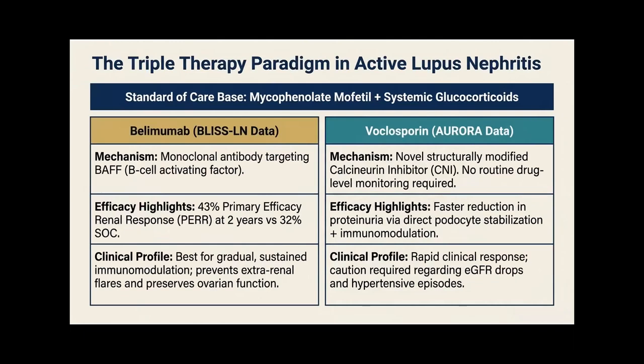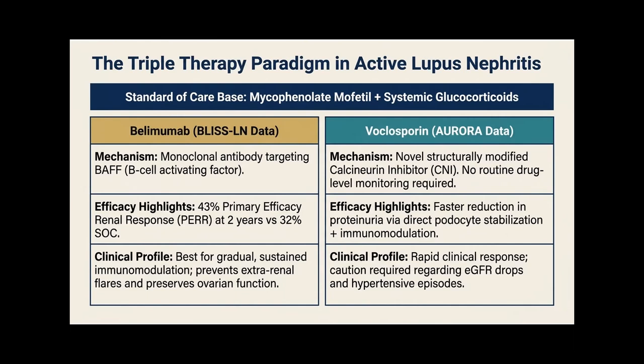Now, triple therapy paradigm in active lupus nephritis. Somebody has got lupus nephritis. What are the drugs that we have? We have 2 trials going on, the belimumab trial and then the voclosporin trial, the AURORA data.